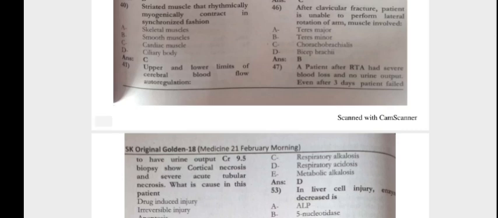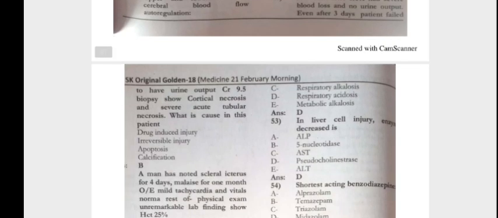The patient, after severe blood loss, has no urine output even after 3 days. The patient failed to have urine output. Creatinine 9.5. Biopsy shows cortical necrosis in the kidney. Acute tubular necrosis, which is the cause in this patient? That is the irreversible injury.